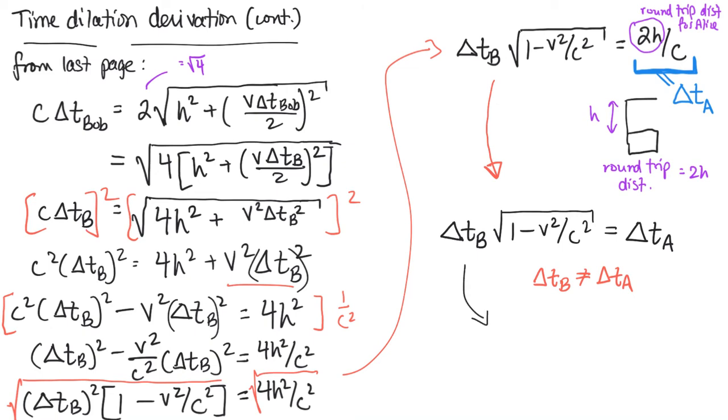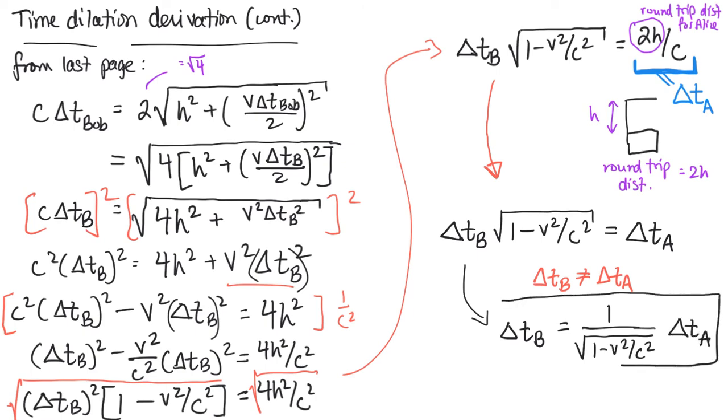So we can take one final step here and say delta TB is equal to 1 divided by this square root term, all multiplying delta TA. And that's it. That's what we set out to do. Okay? Except this term, 1 over the square root of 1 minus v squared over c squared, it's kind of a lot to write all the time, and it shows up all the time in relativity.